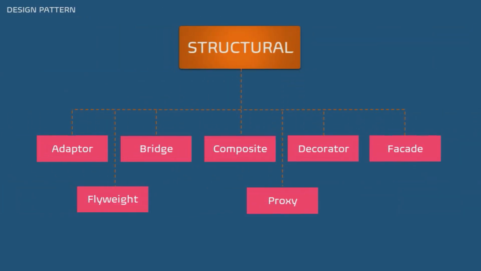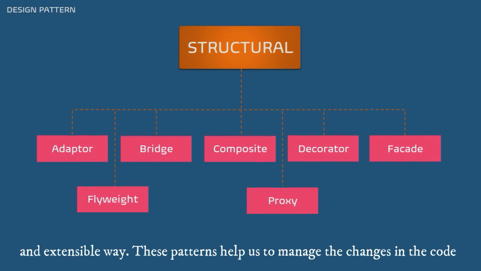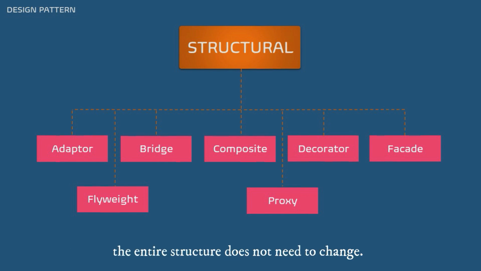Second category is structural design pattern. Structural design patterns show you how to put different pieces of a system together in a flexible and extensible way. These patterns help us to manage the changes in the code structure by ensuring that when one part of the code changes, the entire structure does not need to change. We have structural design patterns: adapter, bridge, composite, decorator, facade, flyweight, proxy.